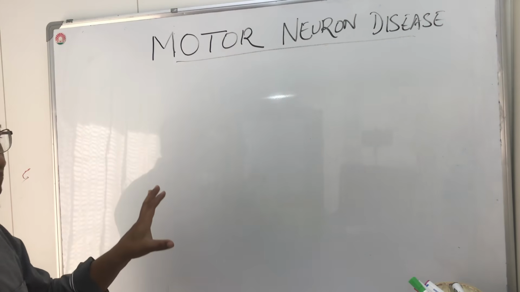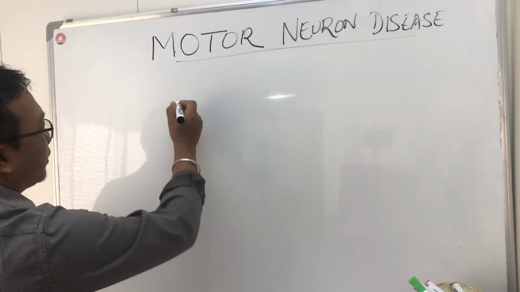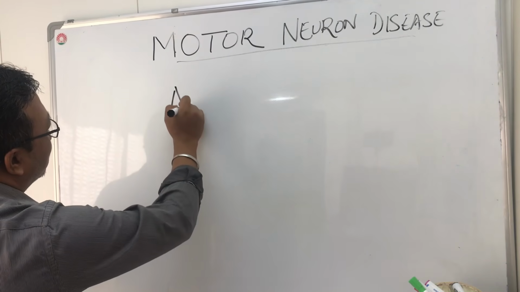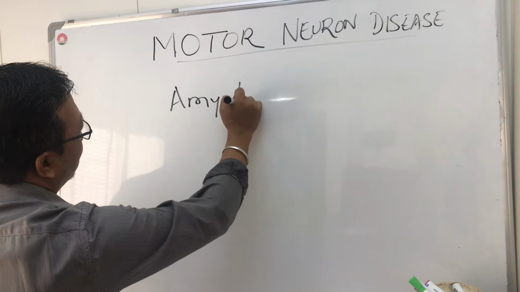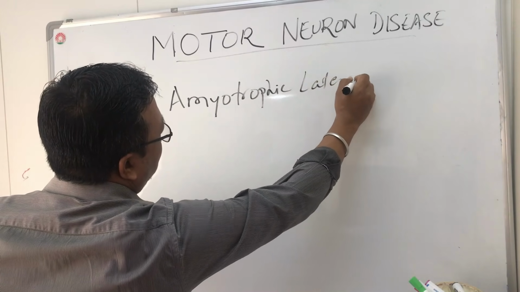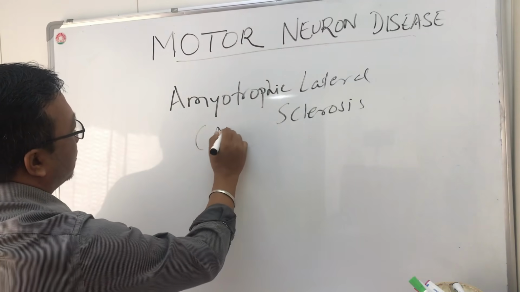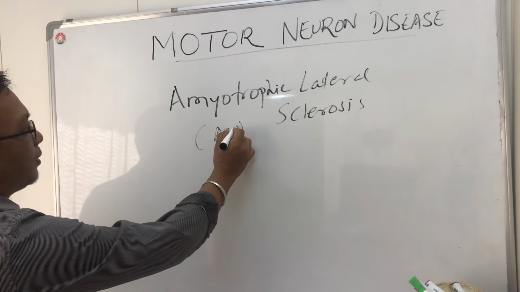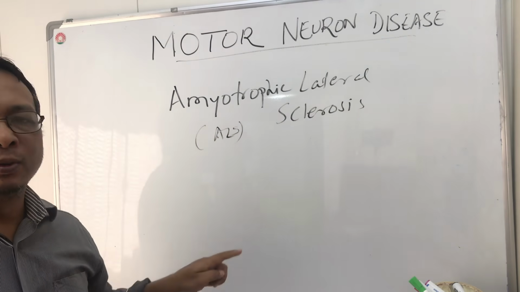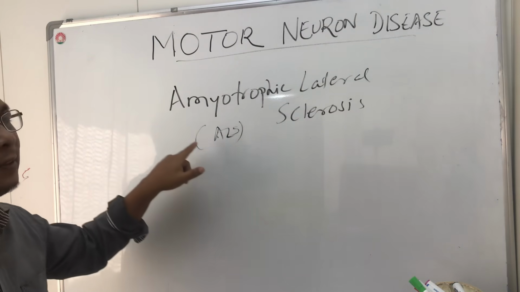But out of all the diseases, the most common variety is amyotrophic lateral sclerosis, which we call ALS. So when we go to this disease, the name says a lot about it. So we'll discuss that.